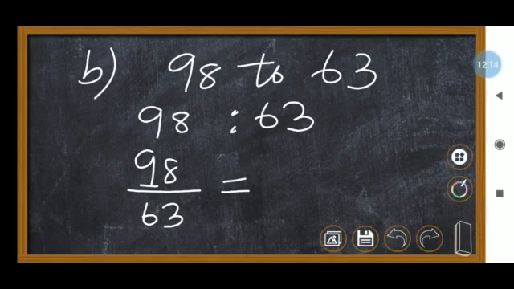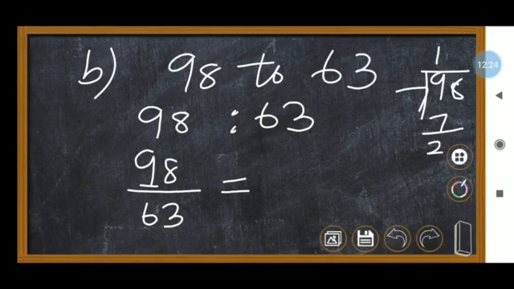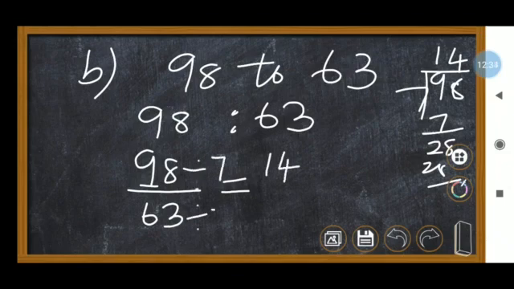First, 98 divided by 7. If you know it directly, you can divide it right here itself. 1 7 is 7, remaining 2, so 28. 4 7s are 28. So 14 7s are 98. The same number you have to divide in the bottom also. So 9 7s are 63. Okay, so 14 is to 9.